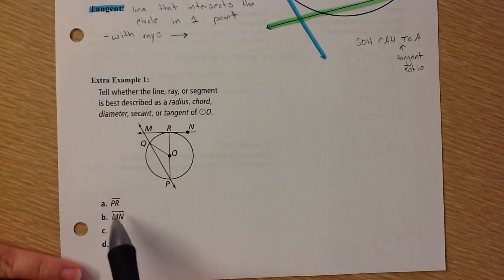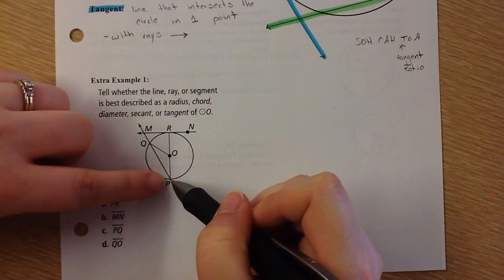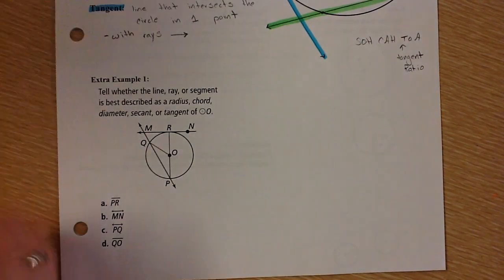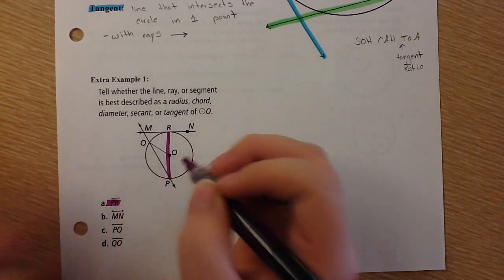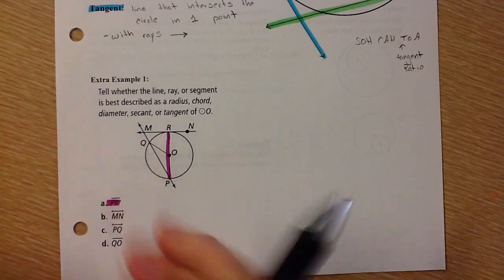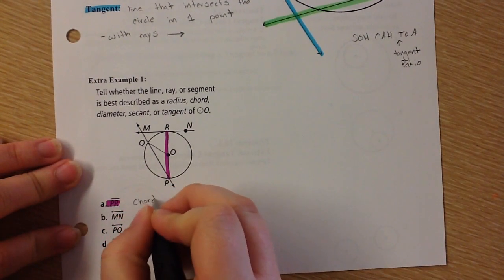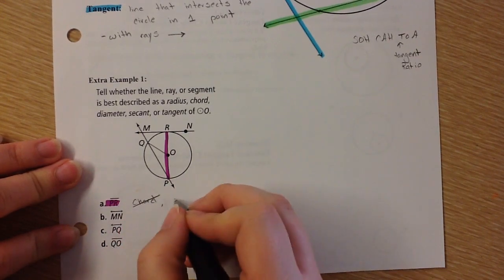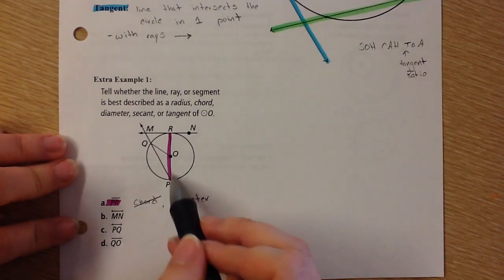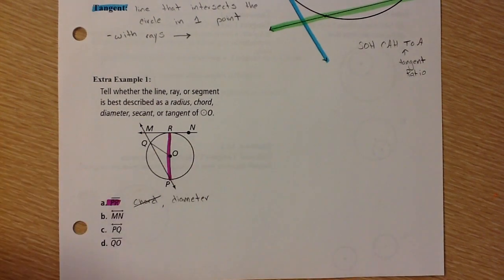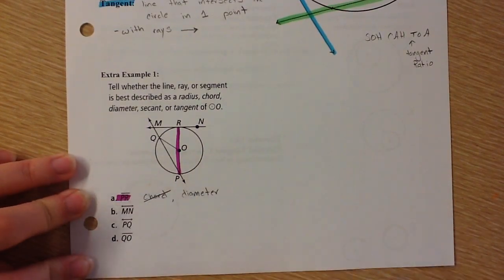Okay, so here we have segment PR. So it goes from P to R. So I'm going to go ahead here and do some highlighting. So segment P to R. Okay, so first of all, the 2 endpoints are on the circle, so I could call it a chord, but it goes through the center, so a better description would be a diameter. Yes, it is a chord because the endpoints are on the circle, but a better description of it is a diameter because then we know for sure it goes through the center. It goes through the center O.